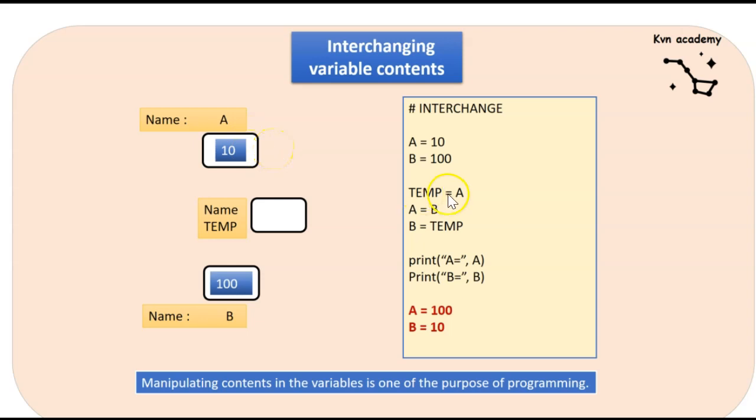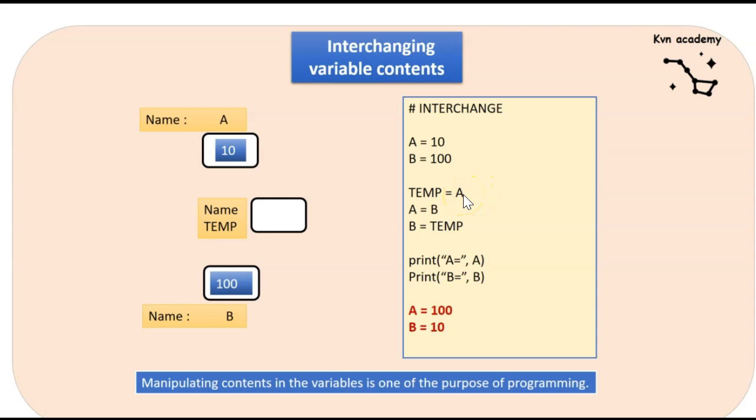Next, B is equal to 100, and the 100 value will be stored in the B variable. That is also okay. Now next we create another variable called temp. We call it a temporary variable. We name it as temp. Initially it is empty. Now here in this step we have written temp is equal to A.